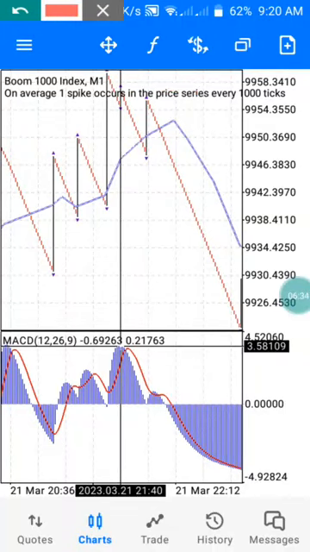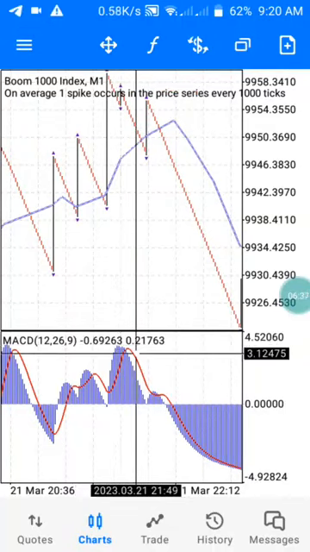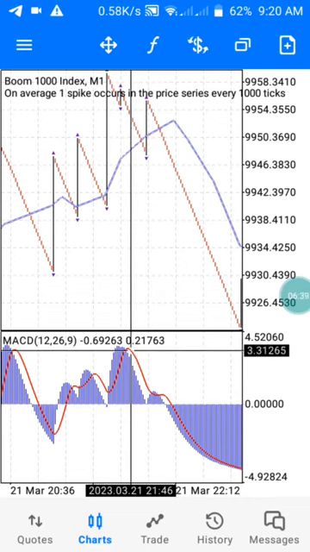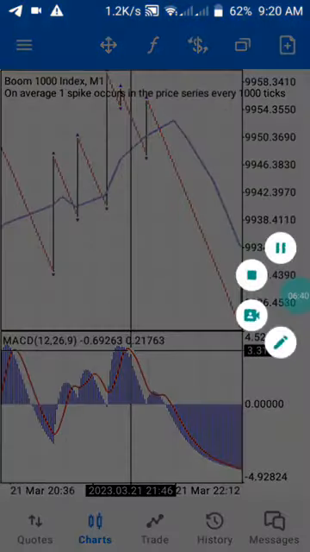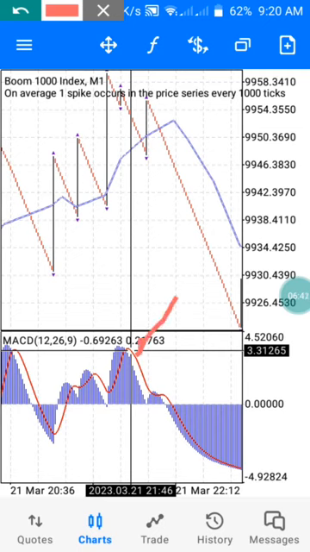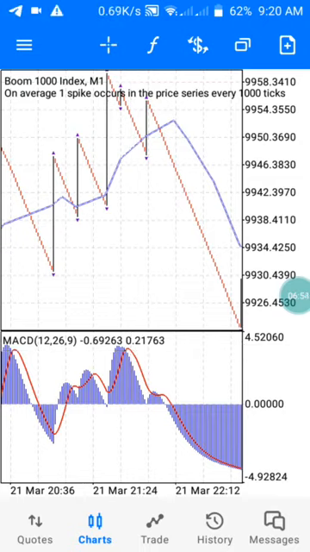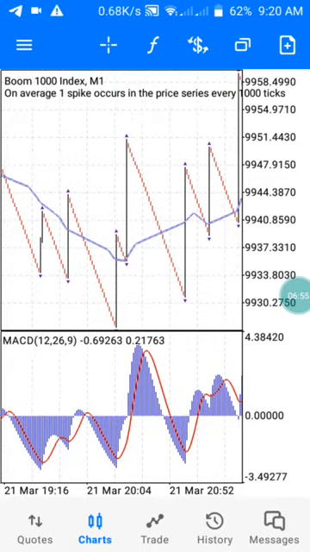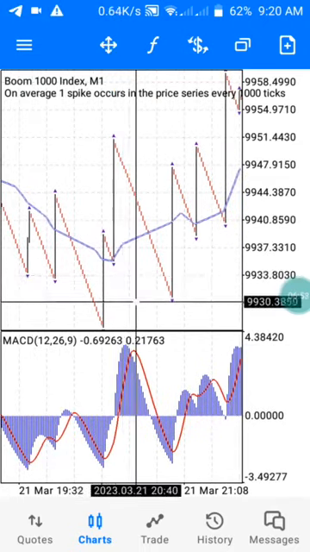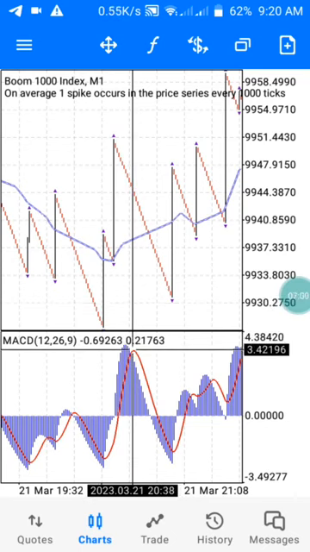Then you look for your entry. Your entry is going to be from this level. So you can easily count down your 7 candles, take your sell, and move away from the market. You see that it happens from time to time. It happens many times, every day.